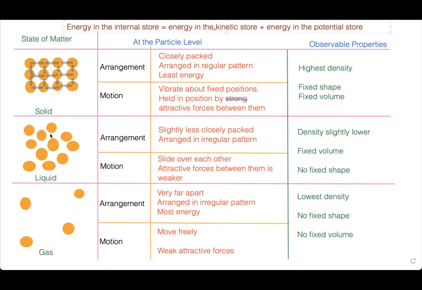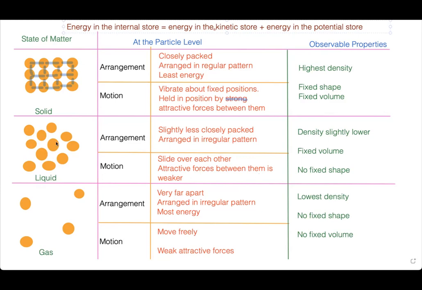So it actually moves faster, but the attractive force between them remains the same, but it's weaker than before. As you keep on supplying thermal energy to the liquid, the particles will move faster and faster. The kinetic store will increase, and therefore the temperature of the liquid will increase to a point that it doesn't move any faster. The thermal energy given to the liquid will be used not to increase the energy in the kinetic store, but to increase the energy in the potential store by breaking the attractive forces between them.